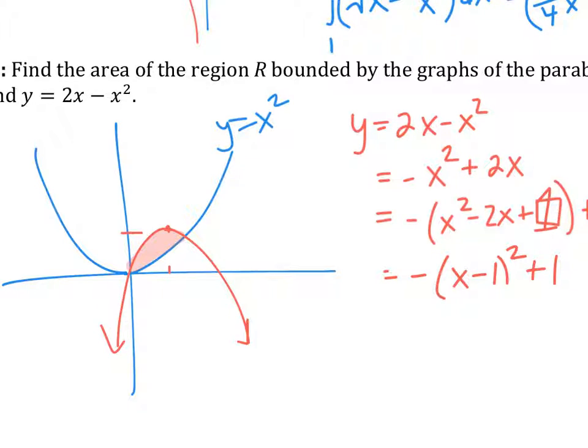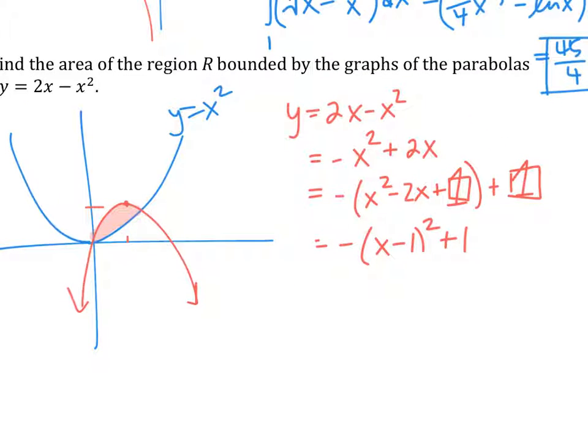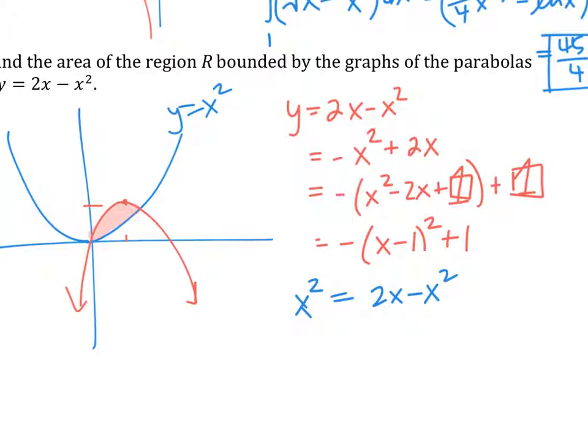In Algebra 2, how do we figure out when two equations intersect? Set them equal to each other. So x squared is equal to 2x minus x squared. Equal means that they are at the same place, right? So that has to be where they intersect. How do we solve? This is totally Algebra 2 review.